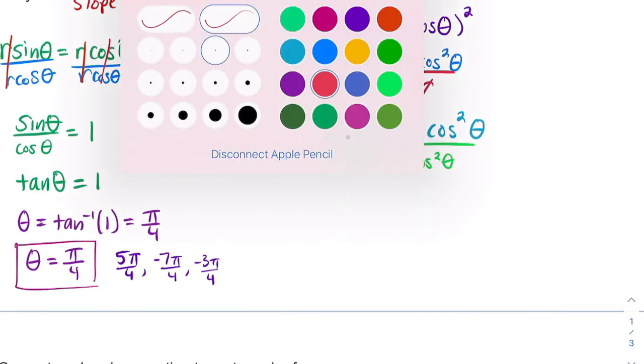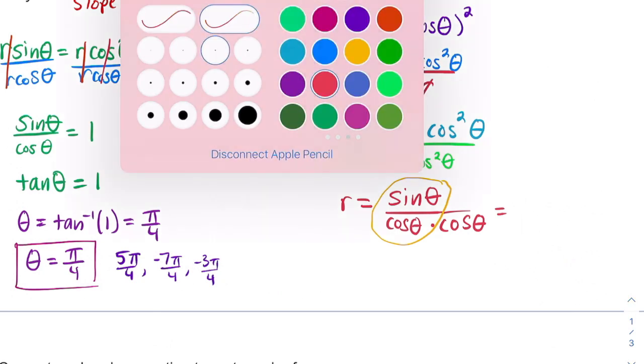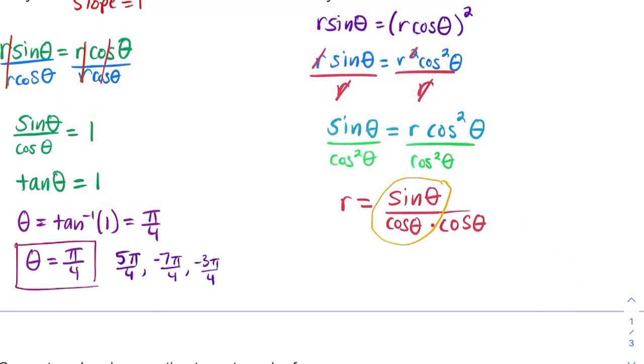And we are left with r is equal to sine theta over cosine squared theta, which I'm going to split right now into sine over cosine times 1 over cosine. This will help us remember how to combine these. So one of these groups of sine over cosine can become tangent. So this would become r equals tangent of theta. Let's try to get rid of the fractions just because it looks cleaner. 1 over cosine is secant, so this gives us tangent theta times secant of theta.